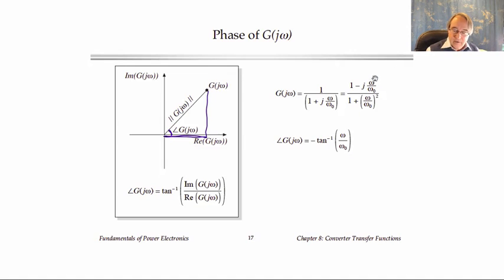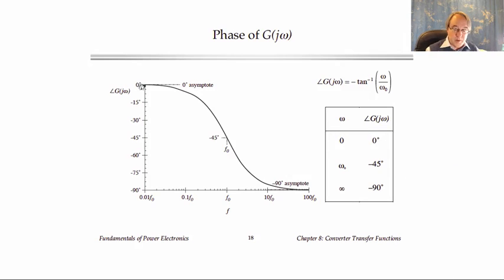When we take this imaginary part and this real part and divide, including the minus sign, we get that the phase is the arctangent of omega over omega naught, which is the same as minus the arctangent of f over f naught. Here's a plot of that with frequency again varying on a log scale. This is a computer-generated plot. We can plug in some values.